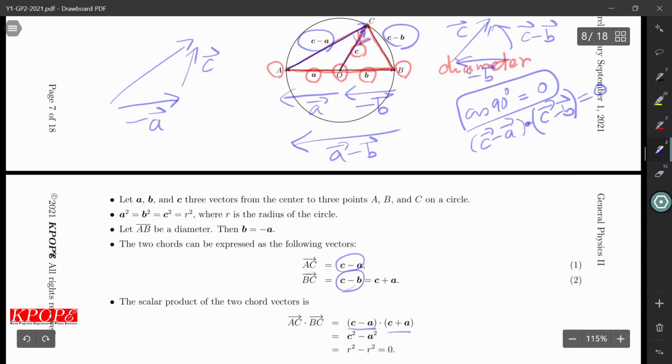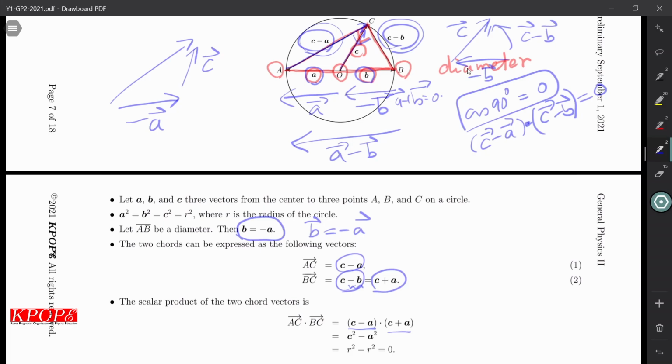Right? C minus B. But we know that A and B are equal in magnitudes and their directions are opposite. So A plus B equals 0, so B equals minus A. So we can replace this minus B with plus A. So this is C plus A. If we make a scalar product of these two, then C minus A dot C minus B, but C minus B is replaced with C plus A.